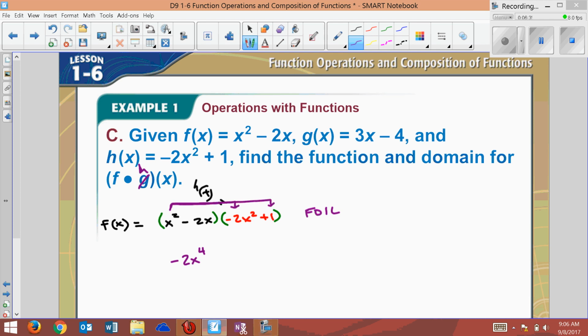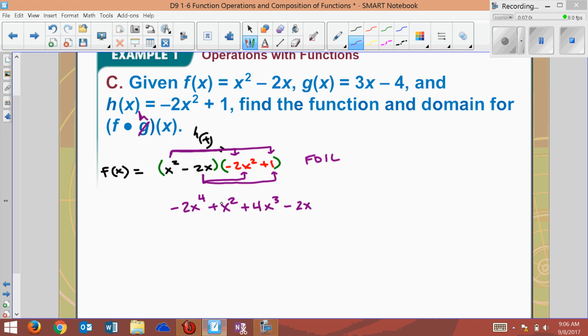That's the O part. All right, so I have x squared times positive 1, so positive x squared. And then I do inside times inside. So I would have positive 4x to the 3rd power. And then I do last times last, which is given here. Negative 2x times positive 1 is negative 2x, like that. So when I put these together, that would be my equation there.